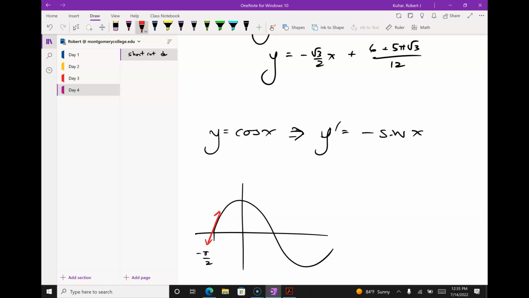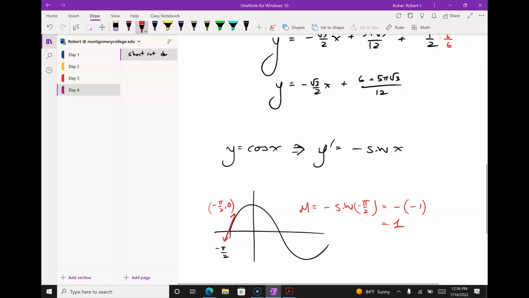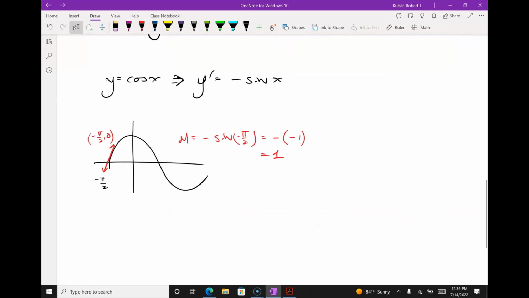So it's pretty clear here, right? That also I've got what? Minus pi over 2 comma 0, right? And my slope is minus sine at minus pi over 2. So that's a negative times a negative 1, which is 1. We agree with that? Everyone agree with this?